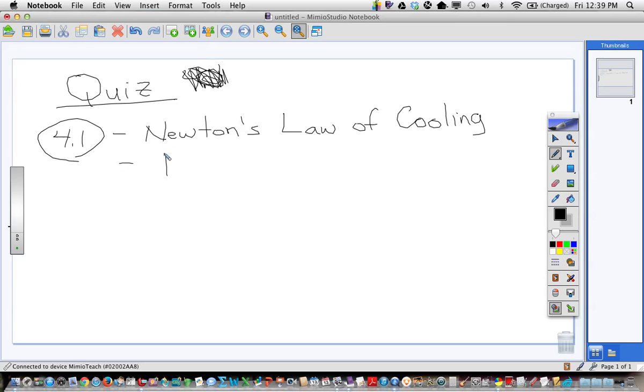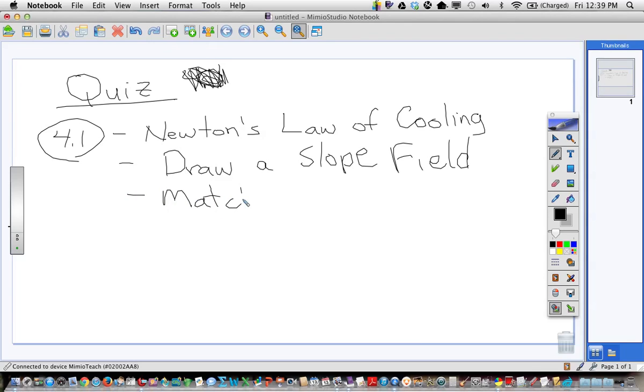You need to be able to draw a slope field, which we're going to focus on a little bit today. And you're going to need to be able to match slope fields to their differential equation, or, as we'll do some of today, match it to the original function. So those three things are what we need to be able to do from section 4.1. Now 4.2 is going to get into limits, and we'll start with that on Monday. We'll spend Monday and Tuesday working on those things, which is some stuff we did back in chapter 2.